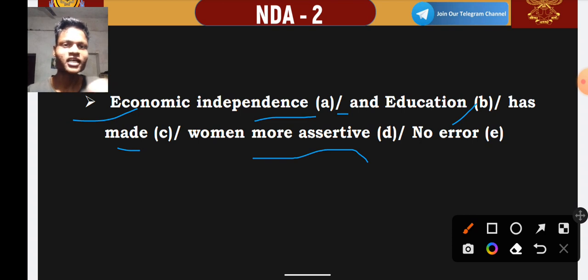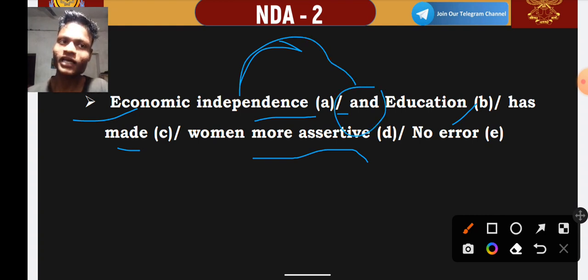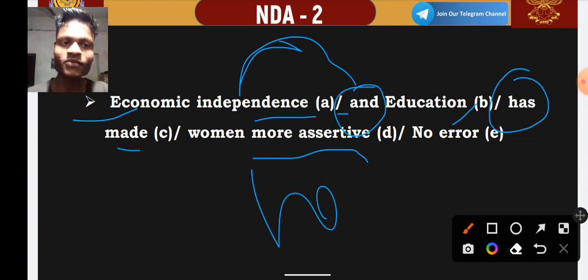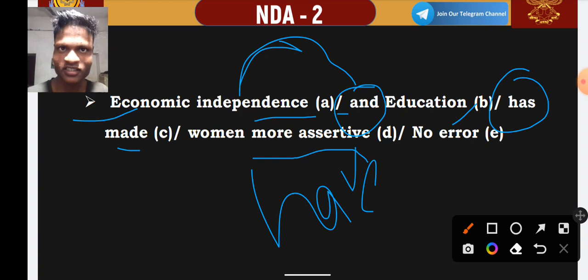Let's start. Economic independence and education. These are two separate things connected by and. So by the rule of subject verb agreement, we have to use a plural verb, and has is a singular verb. So has is replaced by which verb? Have. So the correct answer is going to be have instead of has. Getting my point? Okay. Go ahead.